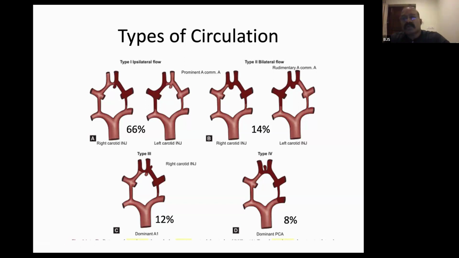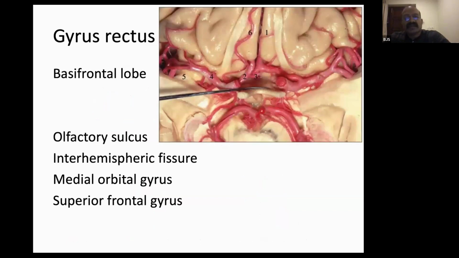Now, type 2 circulation or bilateral flow is the commonest type of circulation you encounter in aneurysms because one of the A1s is hypoplastic. You can see in this situation, one of the A1s is hypoplastic and the brunt of the hemodynamics is suffered by the opposite A1 because this has to supply both the A2s, and this will lead to a hyperdynamic circulation, and the commonest site of aneurysm occurrence in the anterior circulation will be the anterior communicating artery.